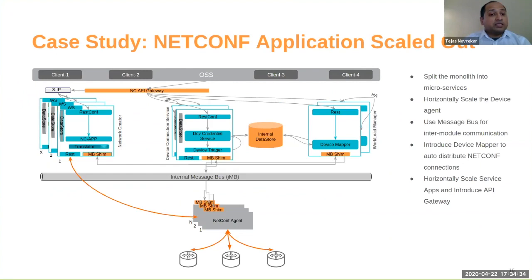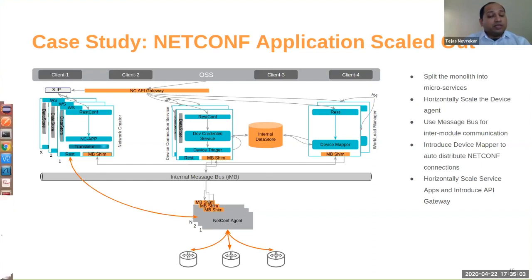In this example application, we could look at breaking up the main application logic into the leftmost controller container, which is the NC app, then the device credential container, and lastly the mapper container. Basically, all these containers talk to each other via a message bus, and they have a message bus shim which helps translate data store updates onto the message bus.